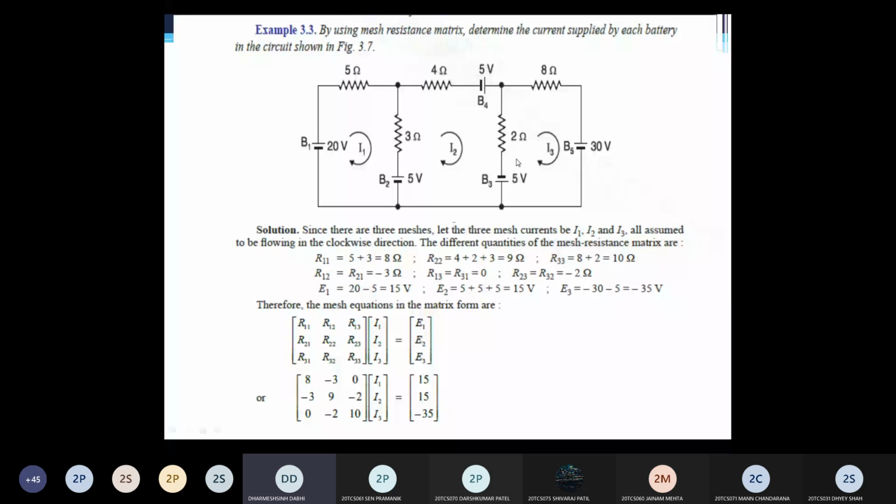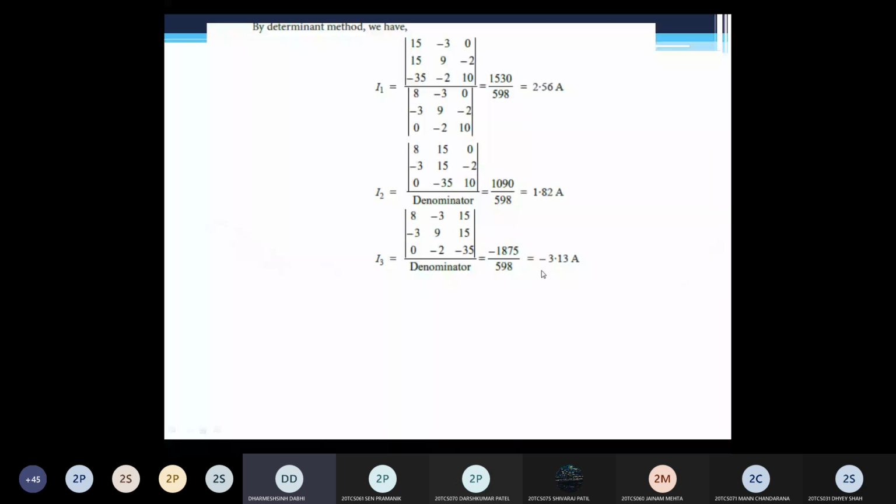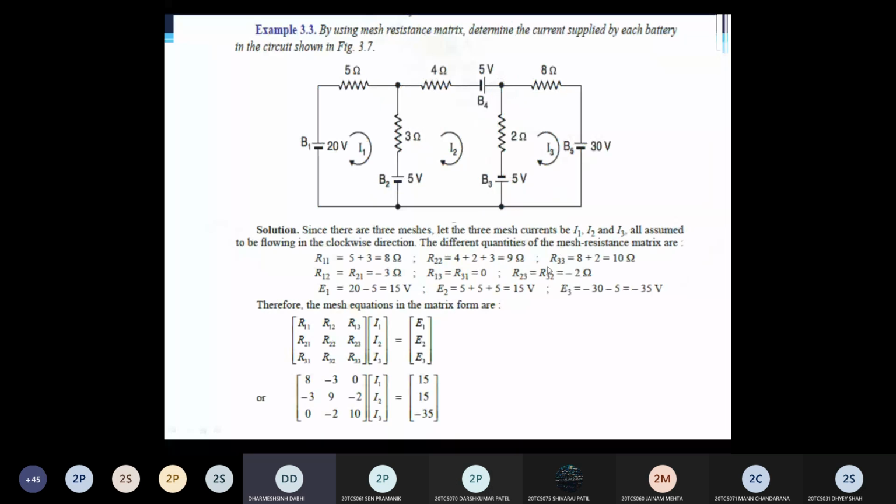It means here we consider a clockwise direction and calculate I3. And if you get the negative current, it means that the actual direction is anti-clockwise. Clear? This negative sign indicates that the actual direction of current is exactly opposite to your assumption. Here we assume it is clockwise, but the actual direction is anti-clockwise because you get a negative sign.